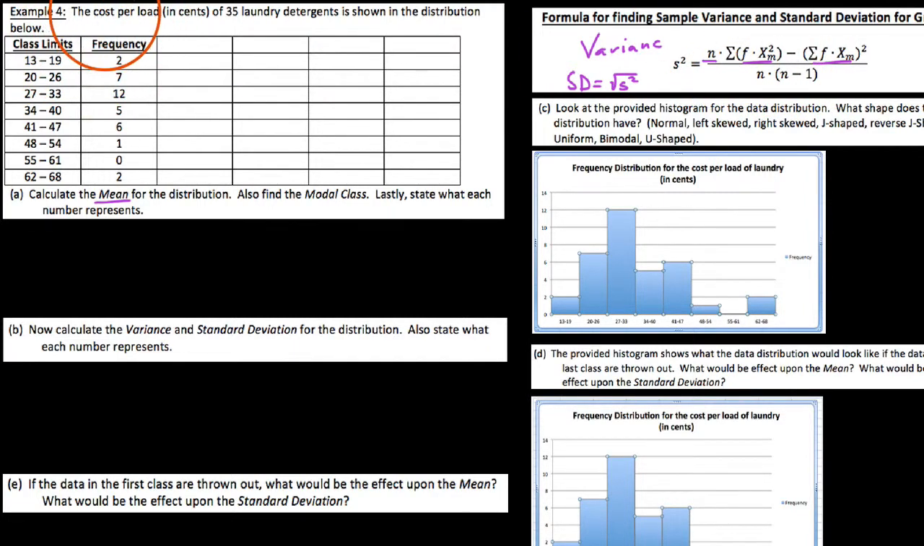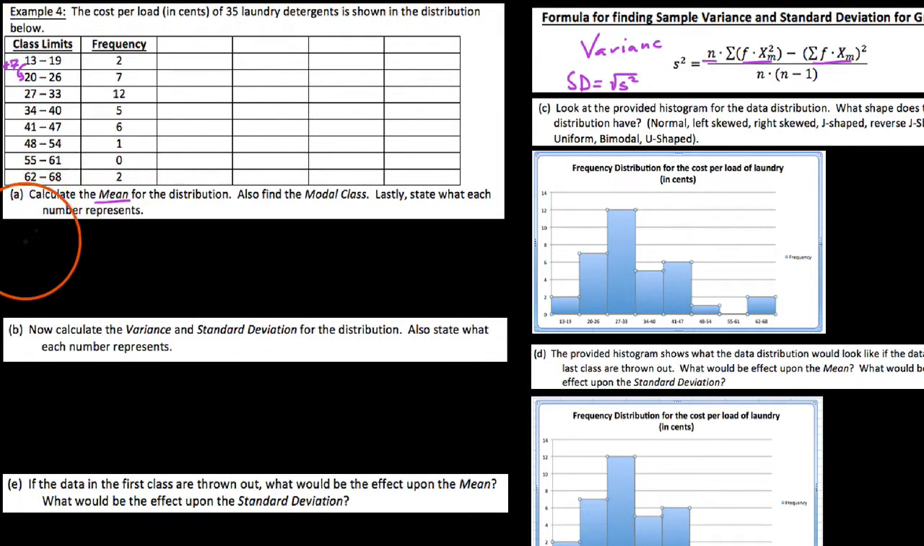So let's go ahead and consider this data set. It says the cost per load in cents of 35 laundry detergents that were tested are shown in this distribution below. So you can see these classes here. It seems that the cheapest class started at 13 cents and the most expensive class ends at 68 cents, and it looks like we have a class width of, let's see, 13 to 20 here. Looks like it's going up by 7 in each class. But essentially we have two detergents that were somewhere between 13 and 19, 7 between 20 and 26, and 12 between 27 and 33, and so on and so forth.